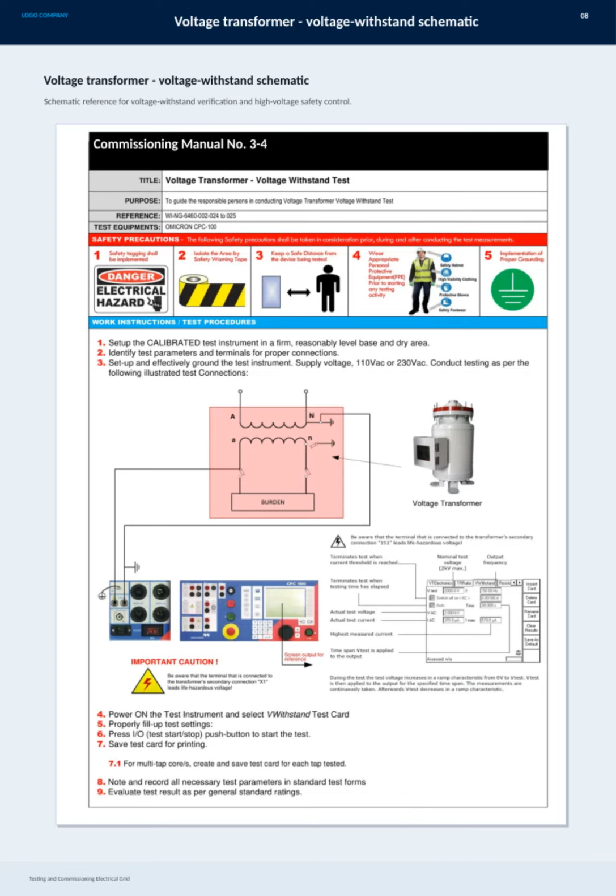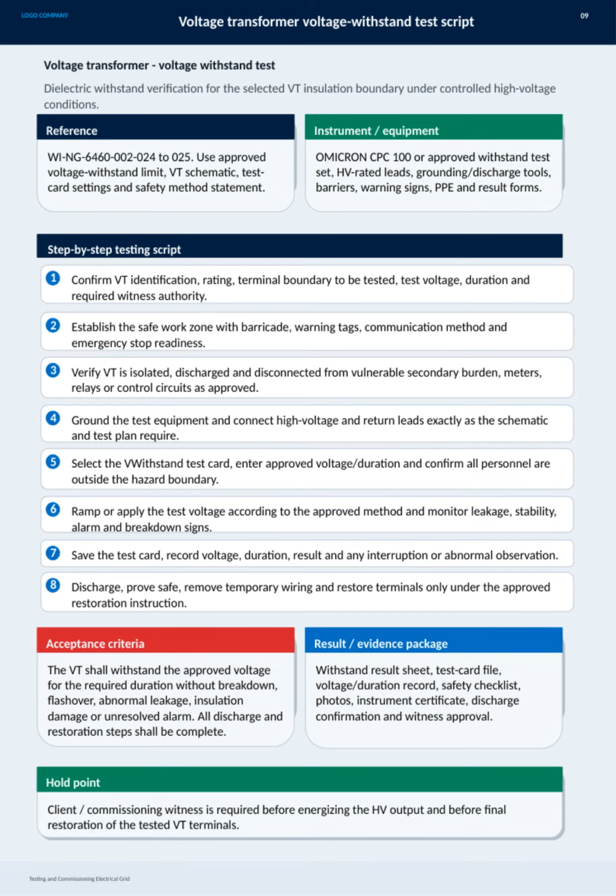Here we have the voltage transformer voltage withstand schematic, which is crucial for testing and commissioning the electrical grid. This schematic serves as a detailed reference for verifying the voltage withstand capacity and ensuring high-voltage safety control. Following this ensures that all components can handle the expected voltage levels without failure, maintaining the reliability and safety of the grid. This information is drawn from Commissioning Manual number 3-4, which provides standardized procedures and guidelines for these critical checks.